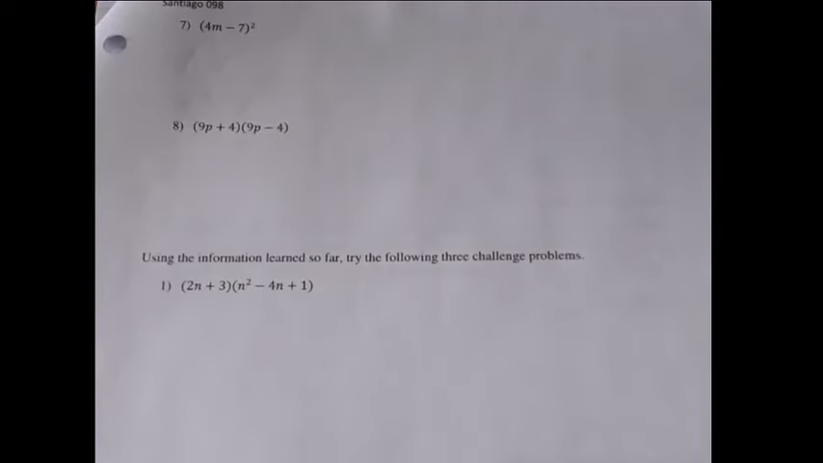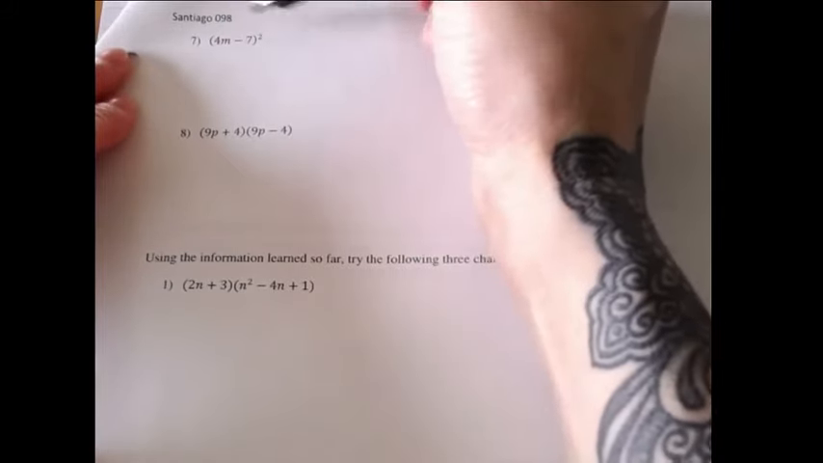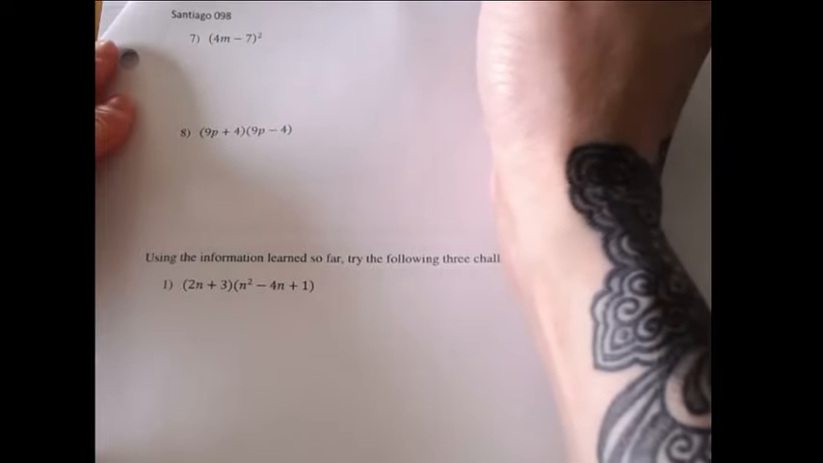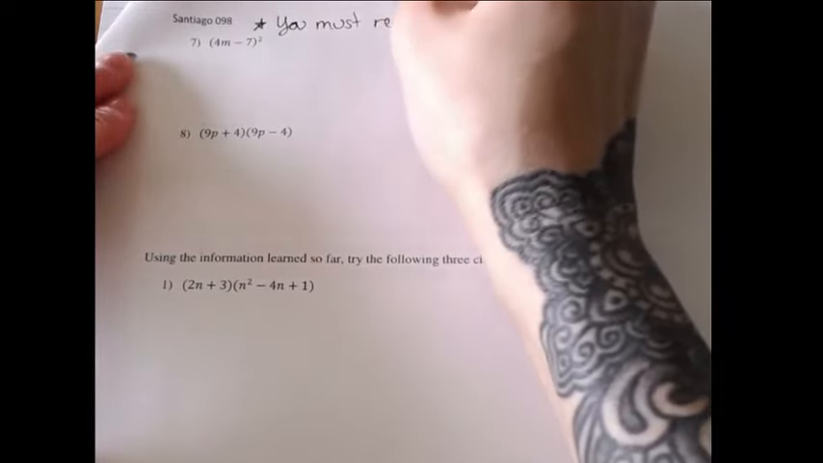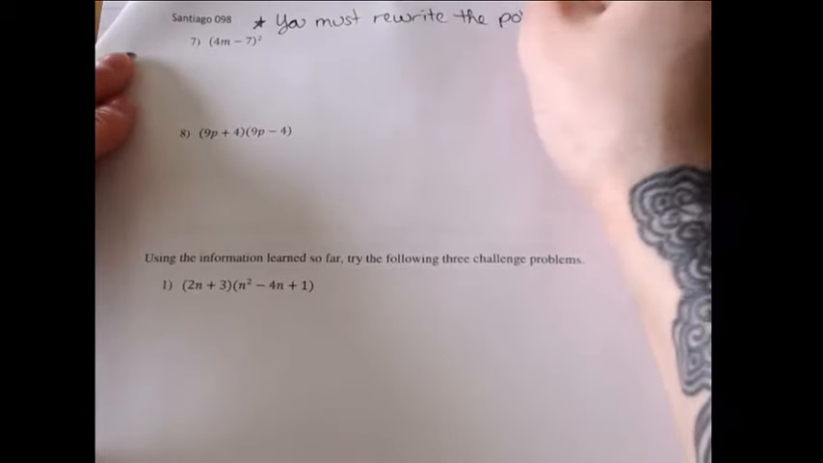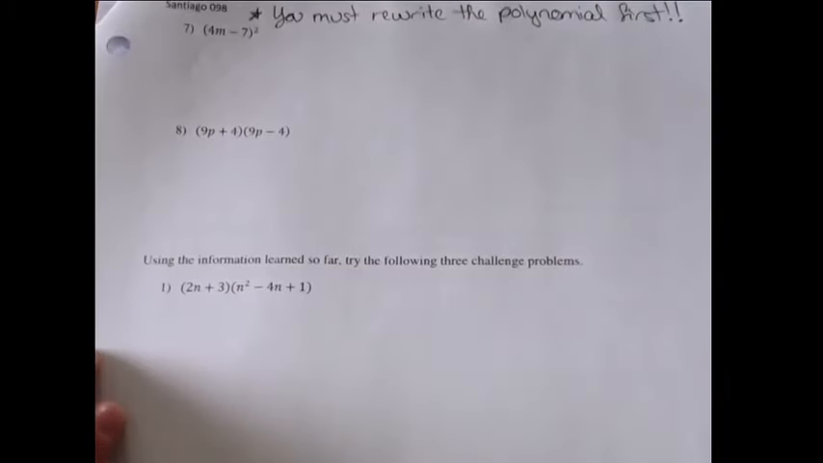Look at number 7. You cannot apply the power rule here. Okay, I know that you see that there's a power on the outside. This is 4m minus 7 raised to the second power. So you're thinking, can't I just square each of these? No, no, no. You must rewrite the polynomial first. You must rewrite the polynomial first.